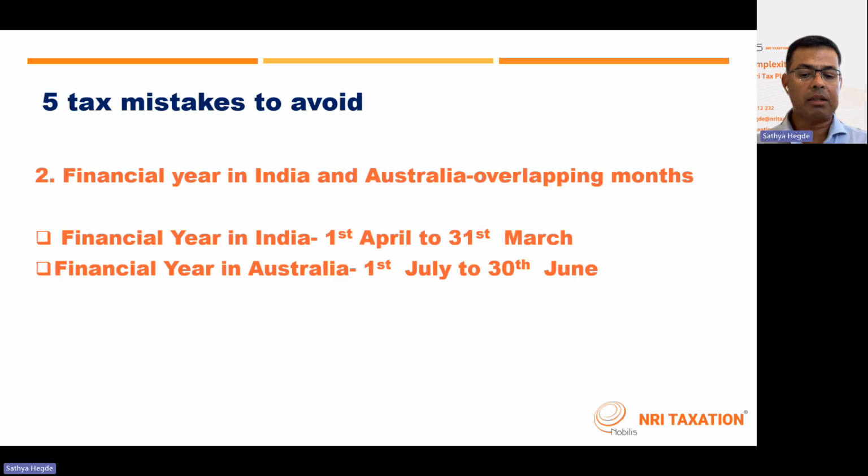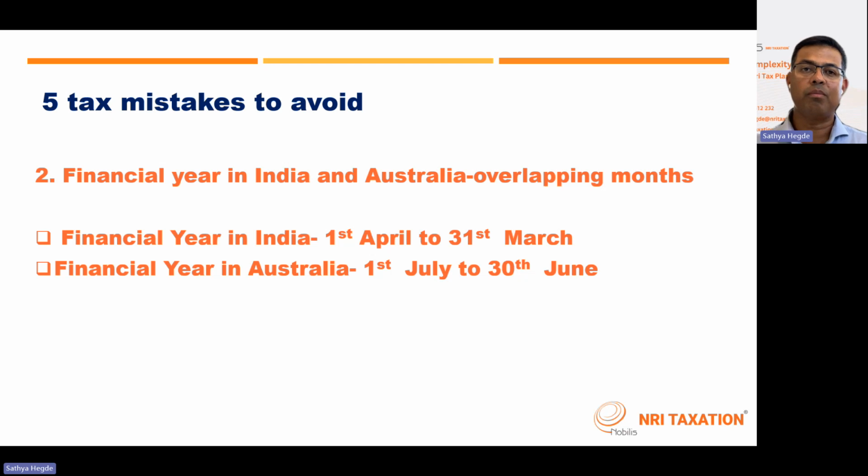Another fundamental question is about the financial year. In India, the financial year is 1st of April to 31st of March. In Australia, the financial year is from 1st of July to 30th of June. We need to disclose income for the Australian financial year, so rework the Indian financial year income and disclose it.